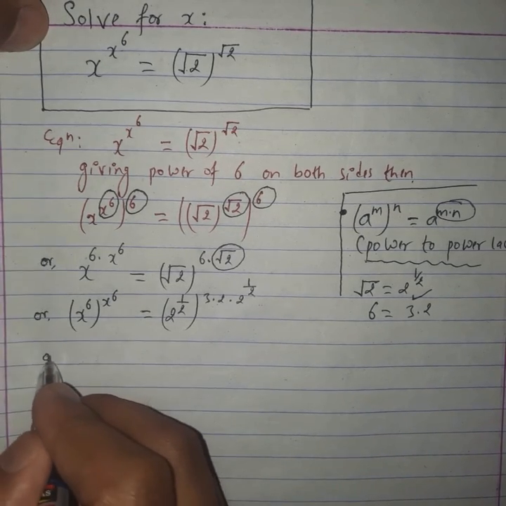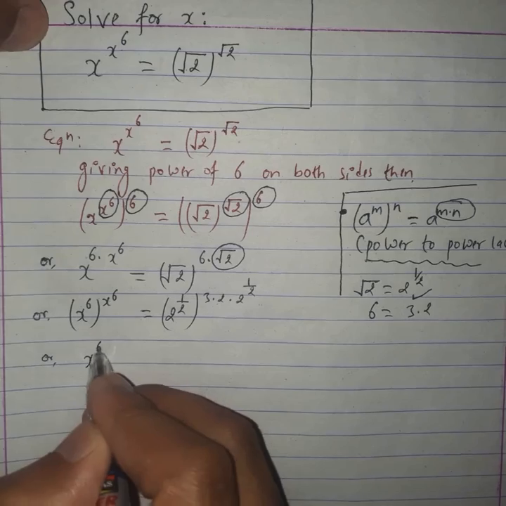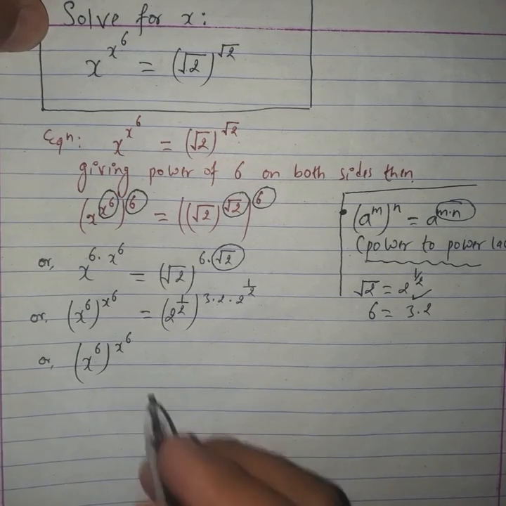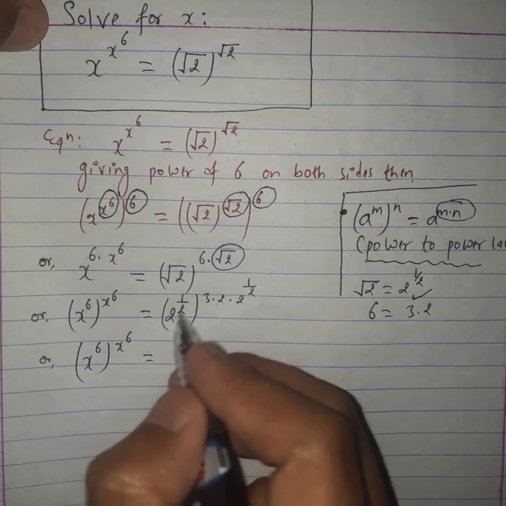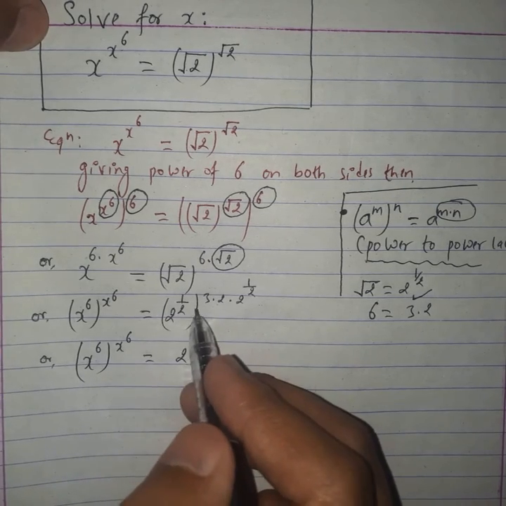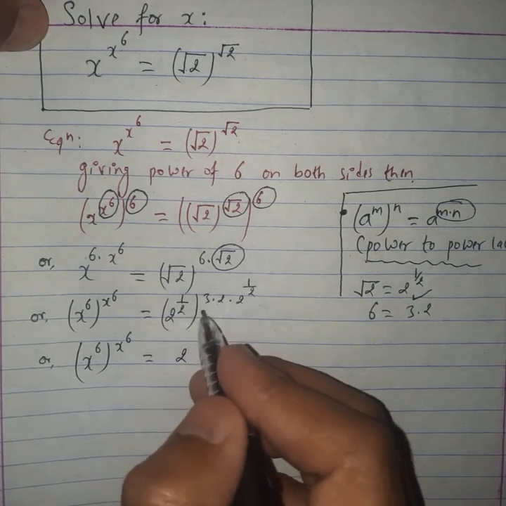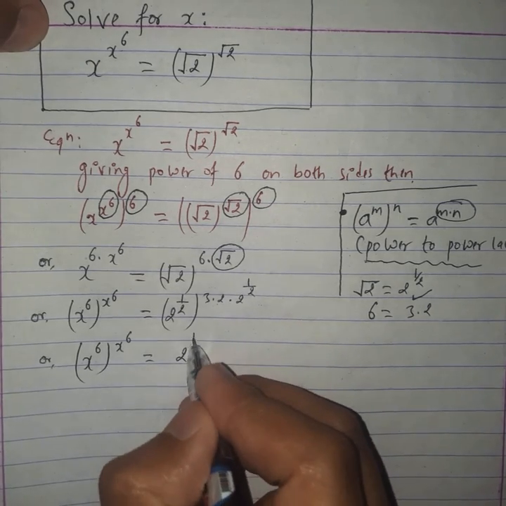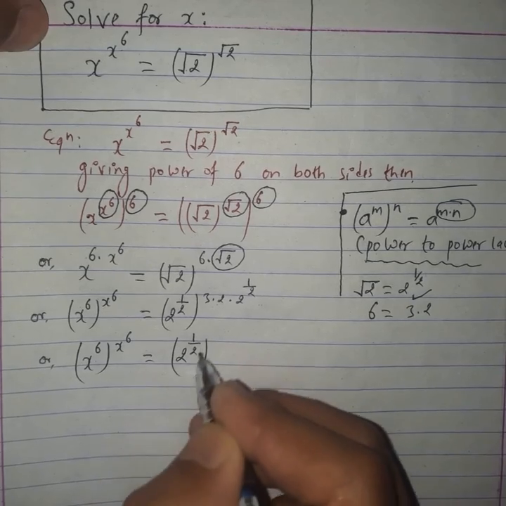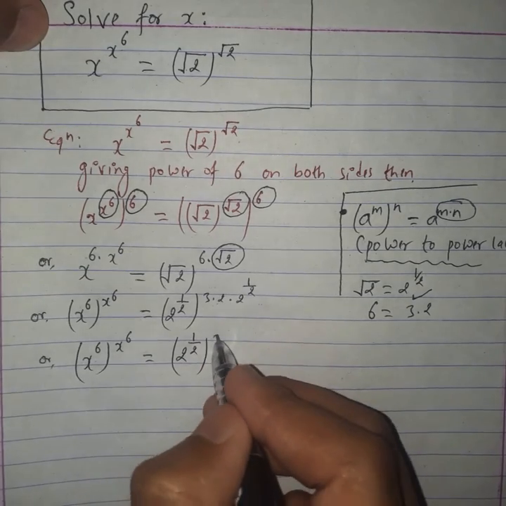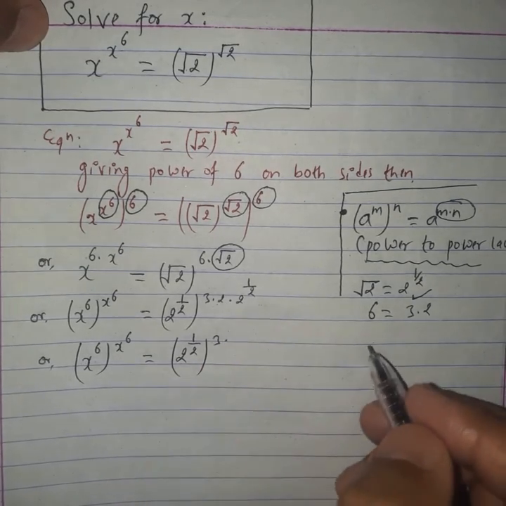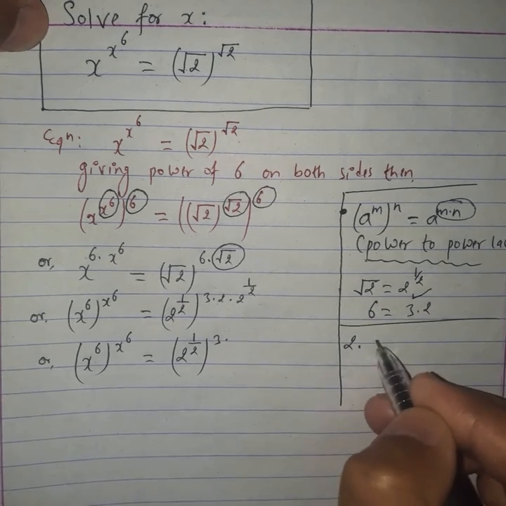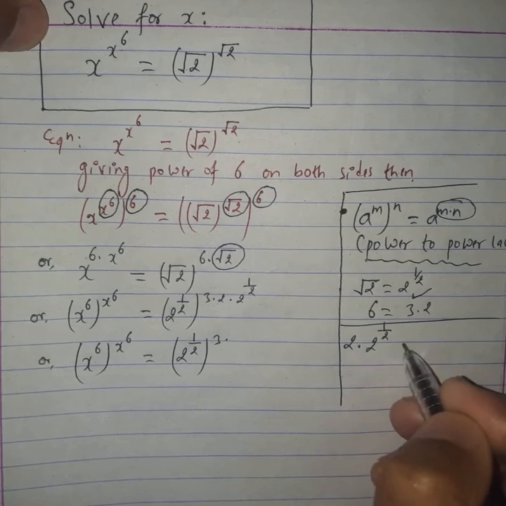Let's simplify it. Here x raised to the power of 6 is again raised to the power of the same number, x to the power of 6. It is equal to, let's multiply. Here this is x to the power of 1 over 2, all over 3 times 2. Let me write here 2 times 2 raised to the power of 1 over 2.